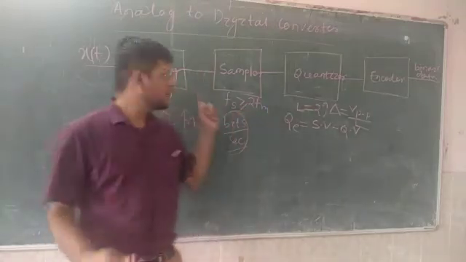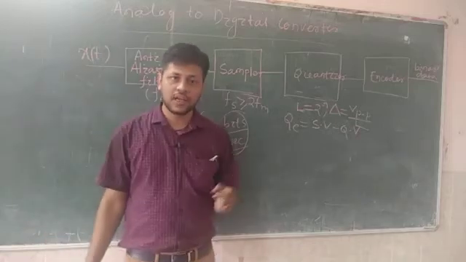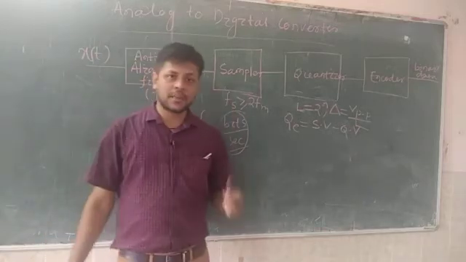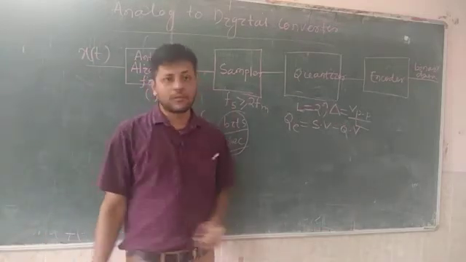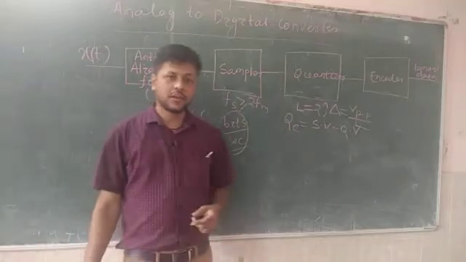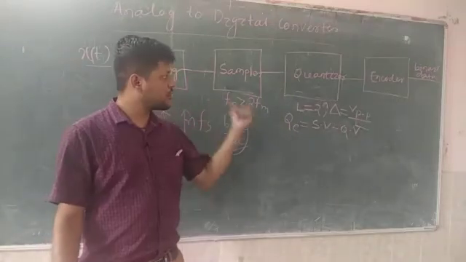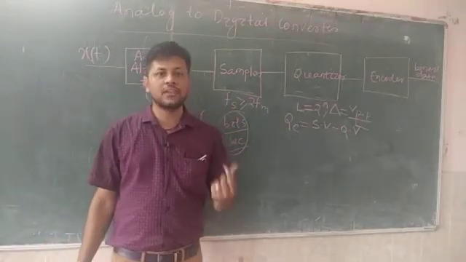Then you have to explain anti-aliasing, what is an anti-aliasing filter, which I have already explained. Then the sampler and sampling theorem. Then you have to explain what is a quantizer, and what is an encoder. So we have to first draw this block diagram, then explain each block.